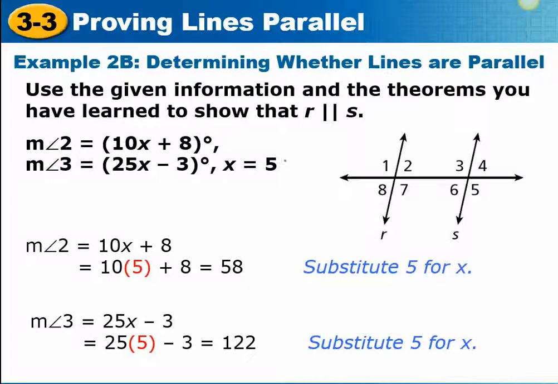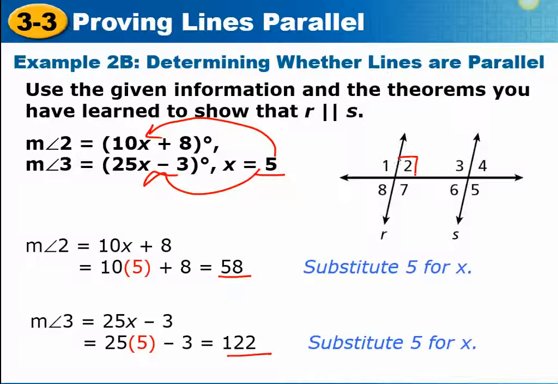Okay, in this example, the work is already done, but it says use the given information in the theorems you have learned to show that this is the same one. Nope, this is a new one. They tell us that x is 5, so you will substitute in, because you get 58 and 122. These are not congruent, so let's look and see.